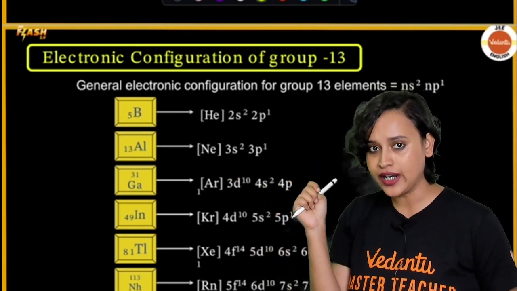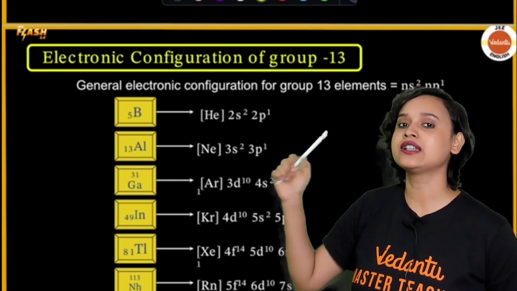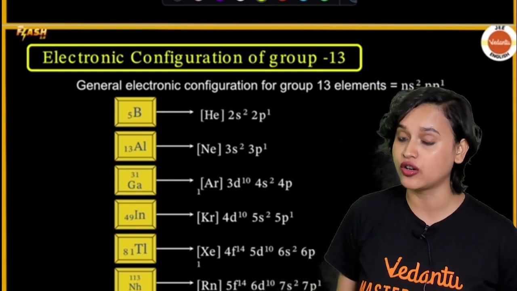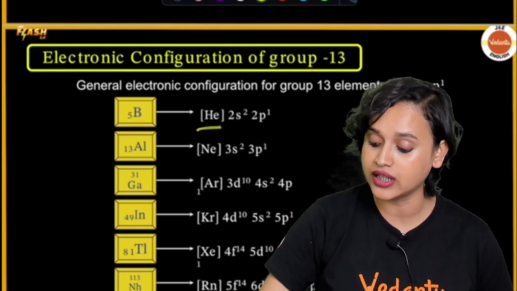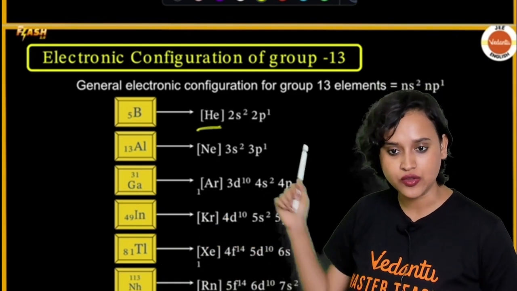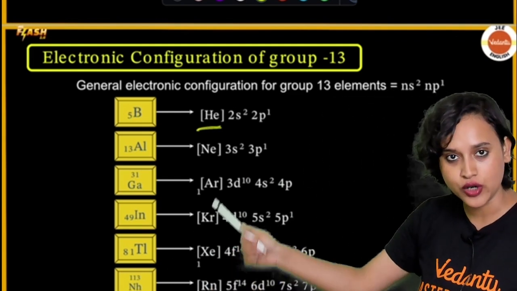All right, everybody. So here, what do you have? You have the boron family. Boron is 2s2 2p1, and whenever you are writing down the electronic configuration, always write down the noble gas. That's how you write it down. For aluminium, it is neon 3s2 3p1. For gallium, it is argon 3d10 4s2 4p1.